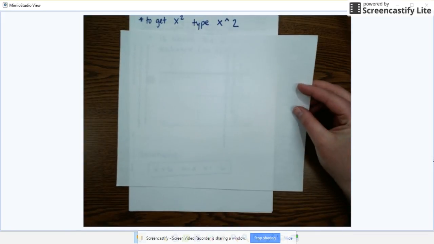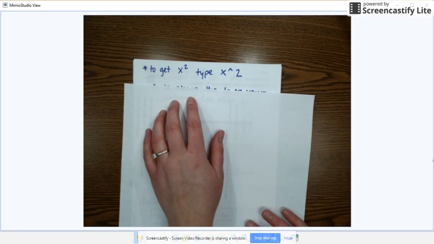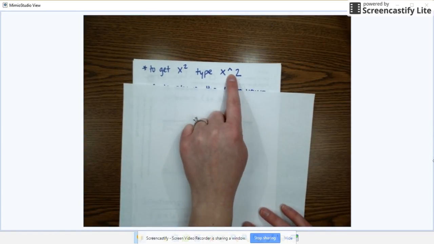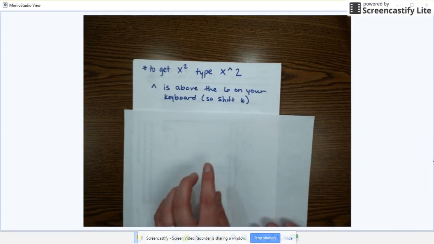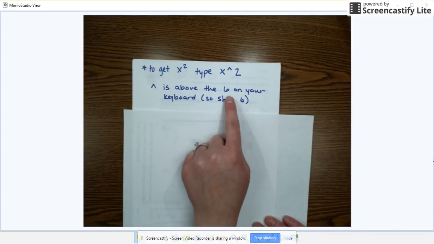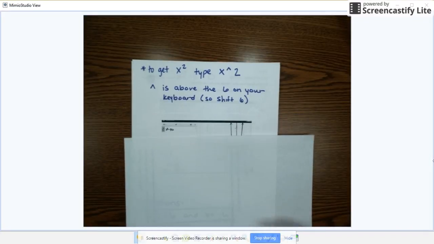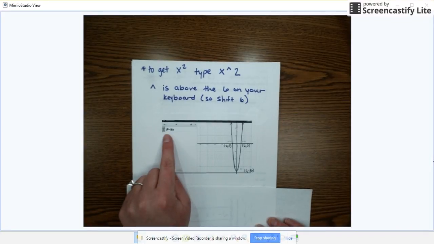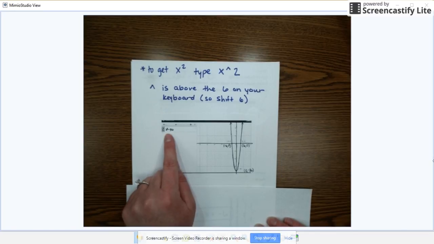So when we go to type in x squared, you're going to type x caret 2. That's a little caret. And to get that little caret, it's above the 6 on the keyboard. So you would type shift 6 to get that caret. Okay. When you do that, it will look something like this. So it's kind of blurry, but that says x squared minus 36. This is what Desmos will look like. It'll give you a place to type, and then it'll give you a graph. So x squared minus 36.